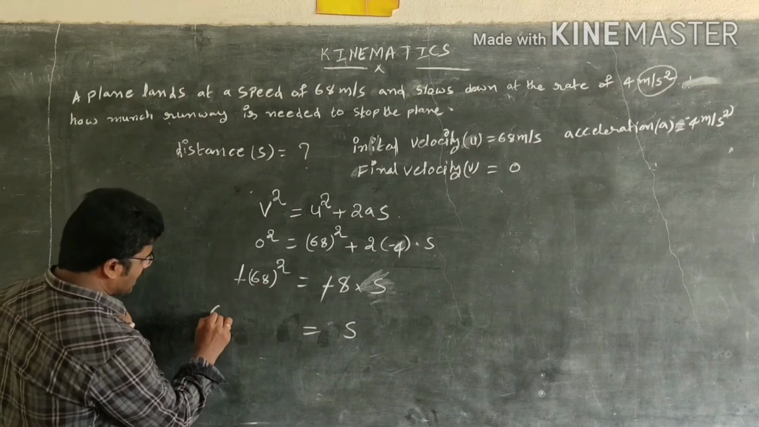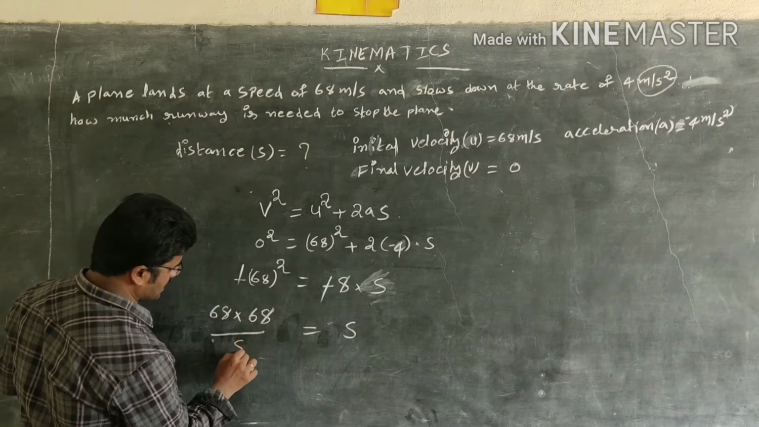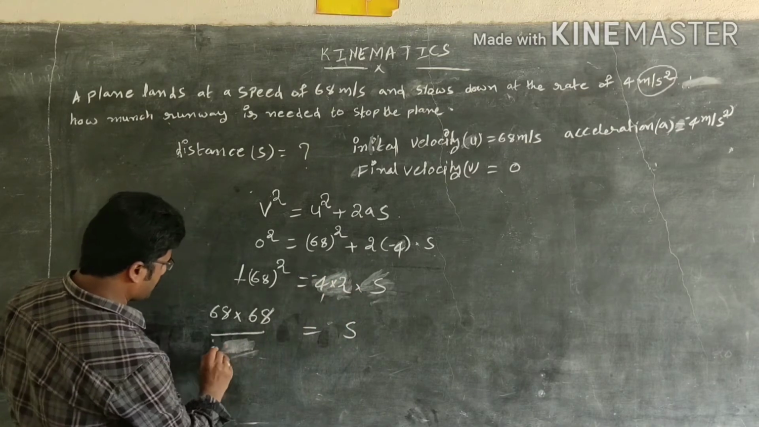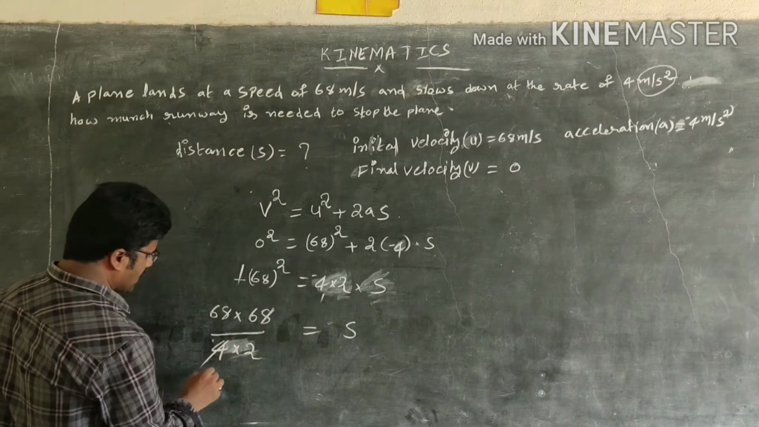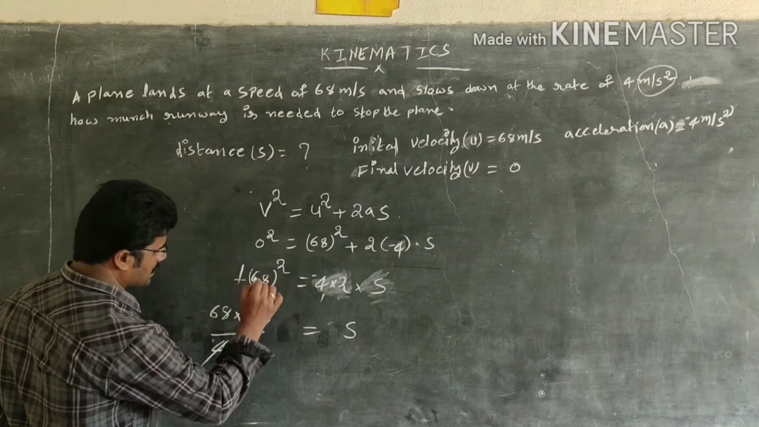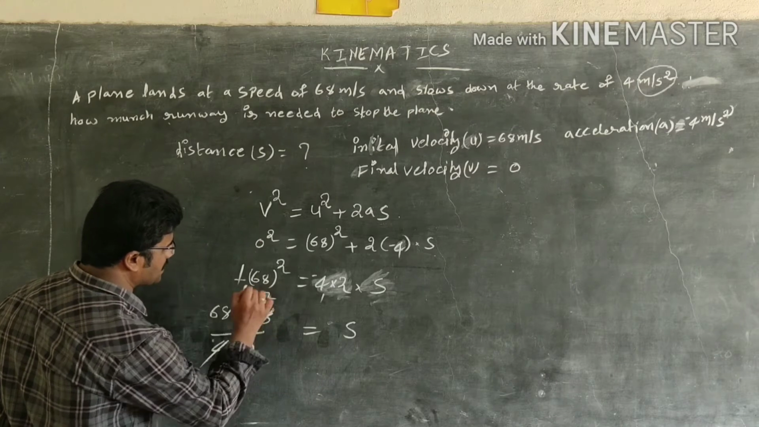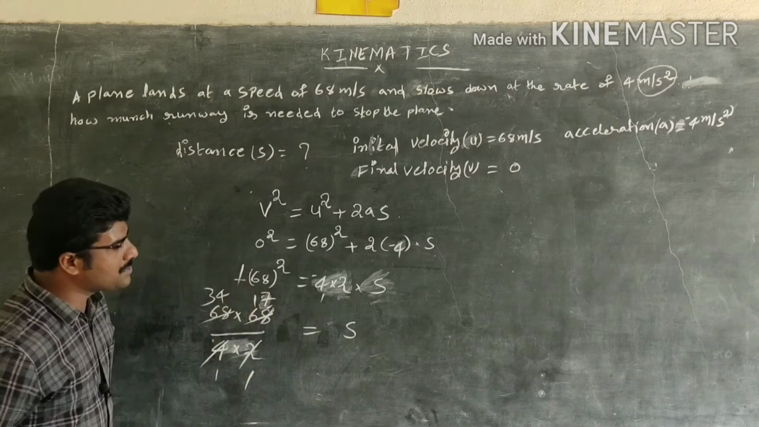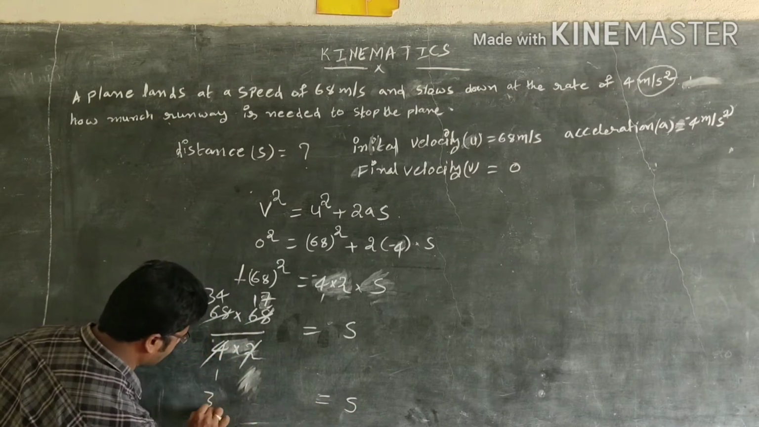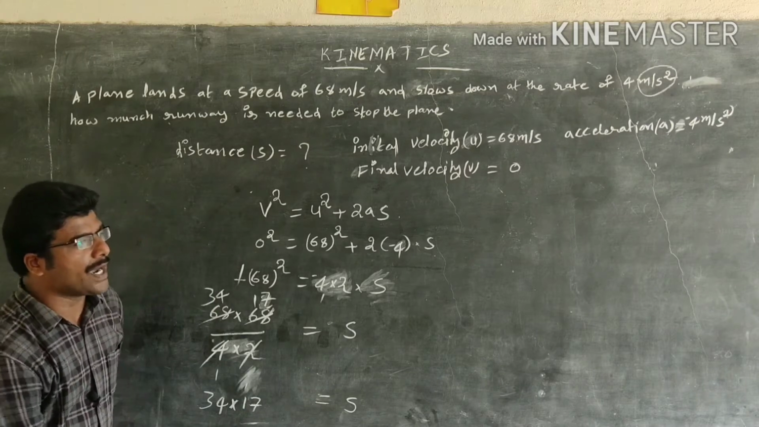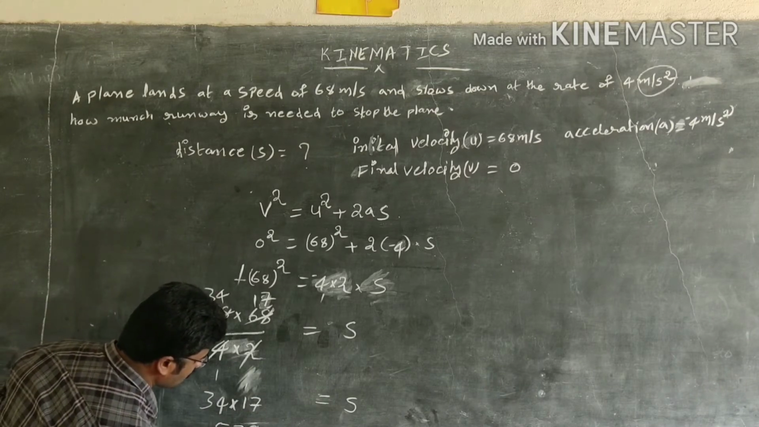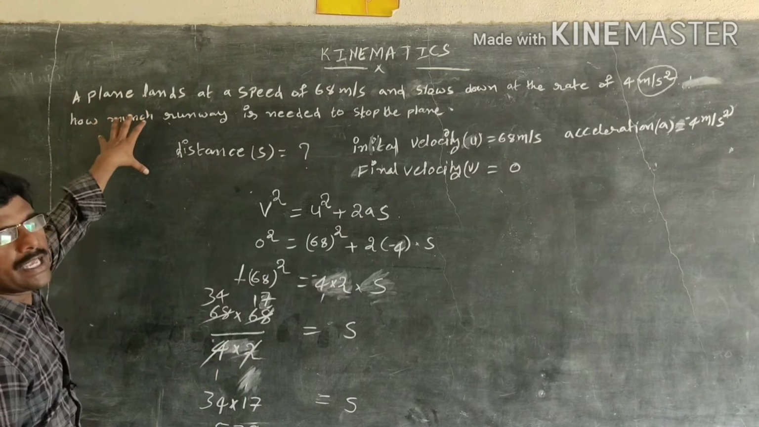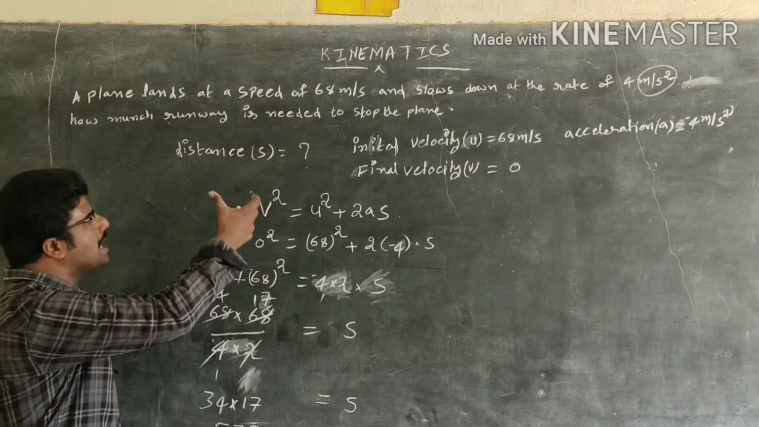s equals 68 into 68 by 8. Or, for simple calculation, let it be 4 into 2. So cancelling: 4 ones are 4, 4 twos are 8, 4 sevens are 28. In the same way, 2 ones are 2, 2 threes are 6, 2 fours are 8. So 34 into 17. What is the value of 34 into 17? It is 578. So how much runway is needed? 578 meters is the runway needed to stop the aeroplane. Okay? This is the method to do it. Once again, have a look at the problem.